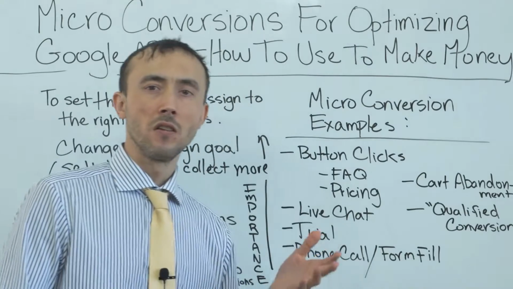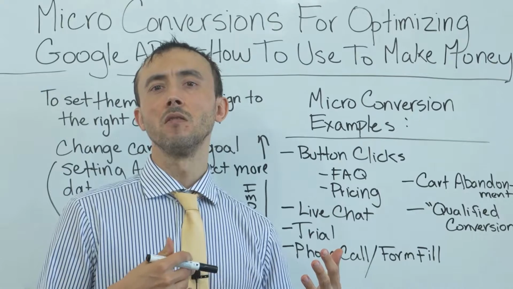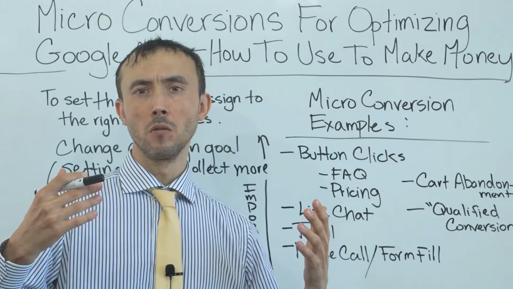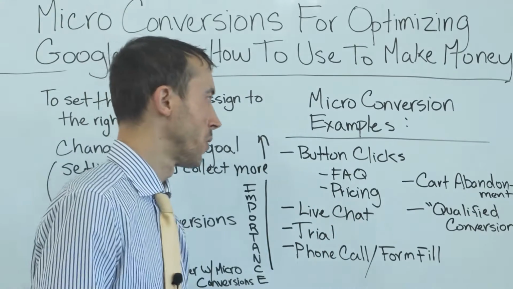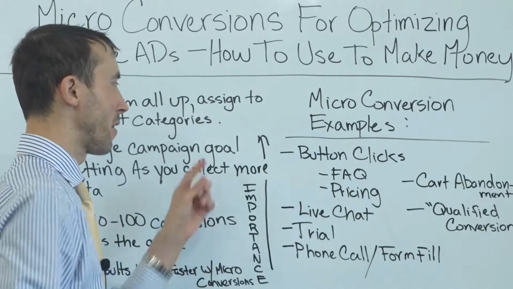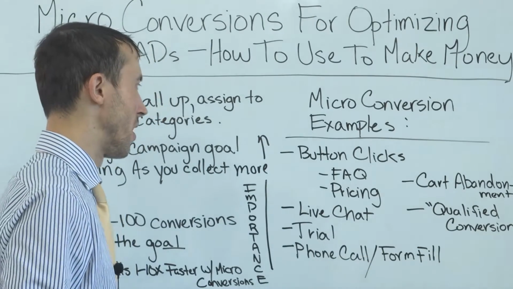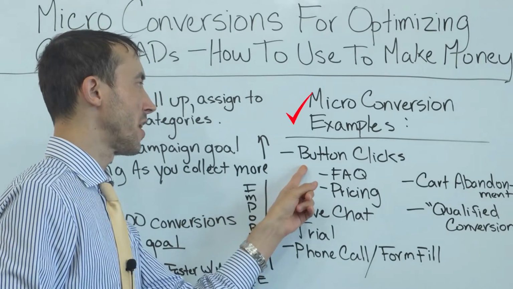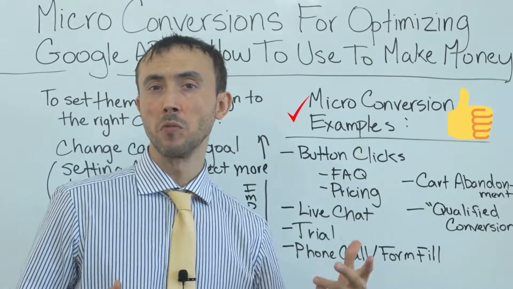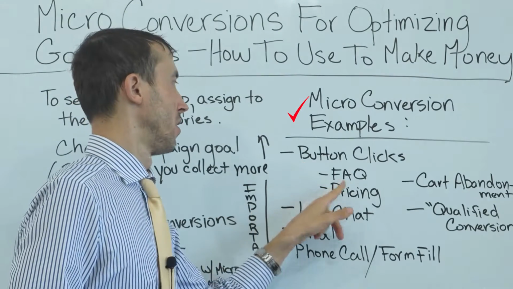A micro conversion would be anything that tracks and correlates with the purchase that isn't an actual purchase or an actual profit generating event. Okay? So what I've got here is an arrow pointing the importance of micro conversions from start to finish, kind of, if you will. So the first thing that you're going to get a lot of when you first set up a Google Ads account and set up some campaigns is people clicking on a button, just a simple button click.